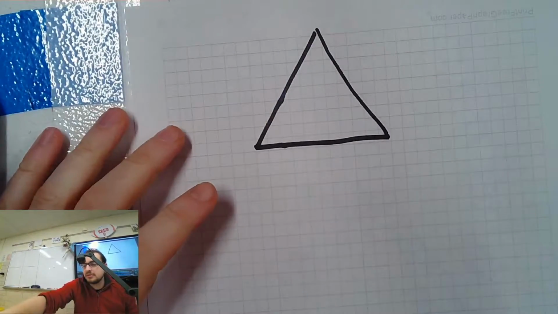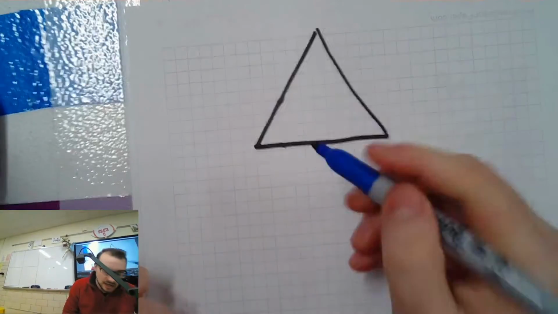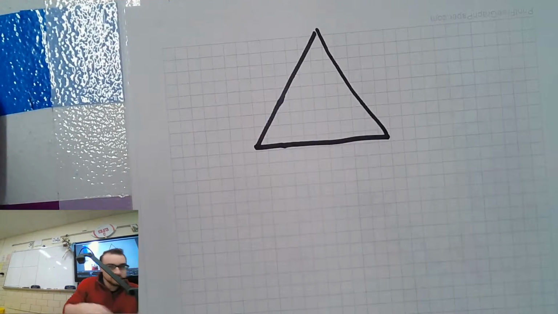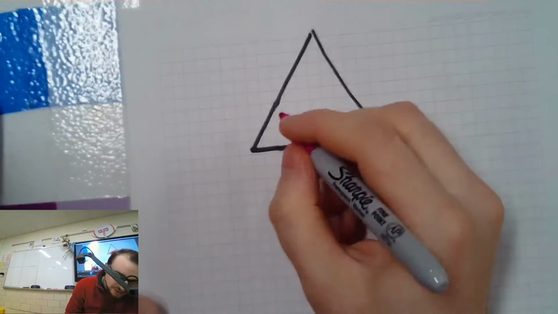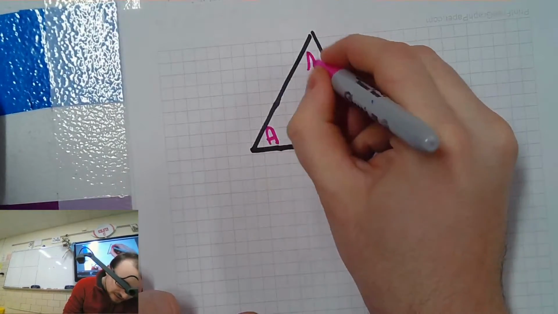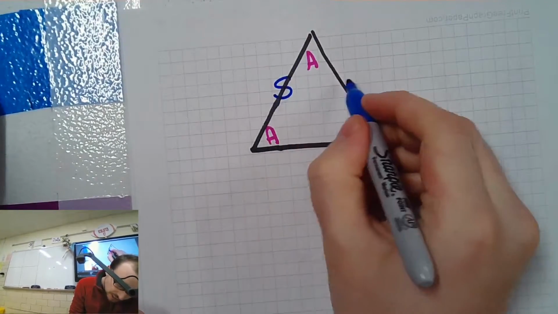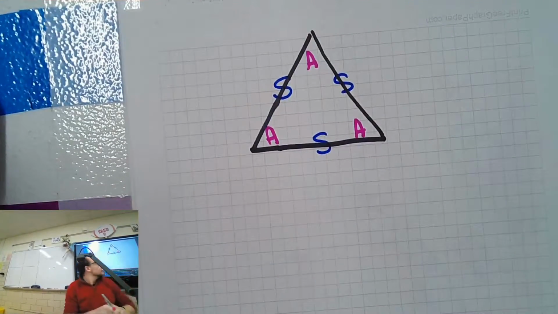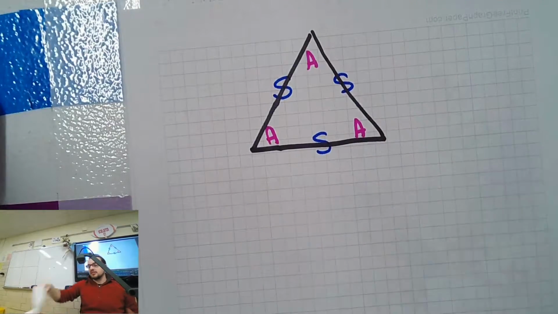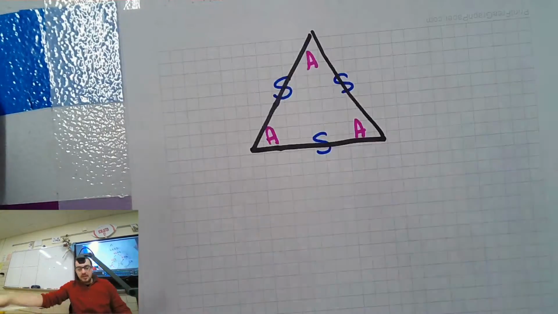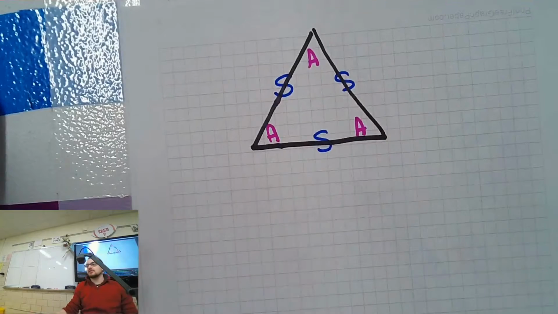Close. A try. Triangle is correct. Why do they call it a triangle? It's got three angles. That's right. Three sides. So here are the three angles. We're going to call them A, and we have three sides, call them S. We have three A's and three S's. Here we had two A's and two B's. I want you to find all the combinations of three A's and three S's.